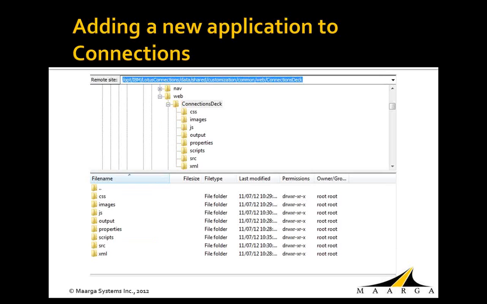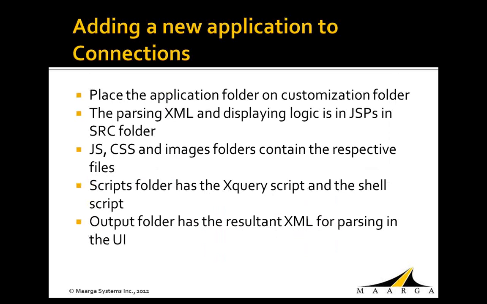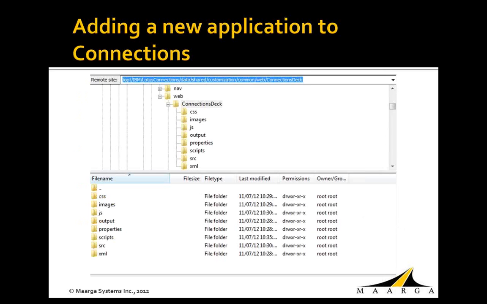So adding a new application to Connections, if you can take a look, in this particular case, we are adding an application called Connections Deck, which is then accessible through a link in the menu. The place to put it, if you can see the highlighted area, is the Connections customization folder, and under common area, you can put in your folder structure.